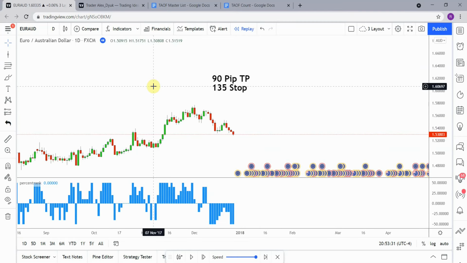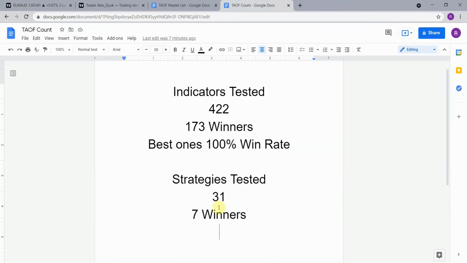Alright, as I said, today we will be testing the Percentrank indicator. Before we do though, I wanted to put the testing scoreboard up for everyone to see. So to date, we have tested a total of 31 different strategies, with 7 of them being winners. We have also tested a total of 422 indicators, with a total of 173 winners. The best ones so far were able to achieve a 100% win rate. Now you need to go back and watch those videos to understand the context of how they were able to achieve that. So go back and watch those videos and see what you can get out of those indicators.